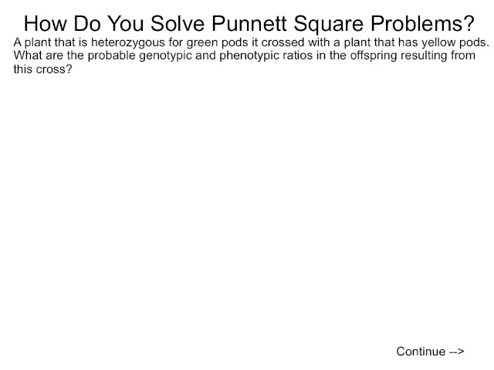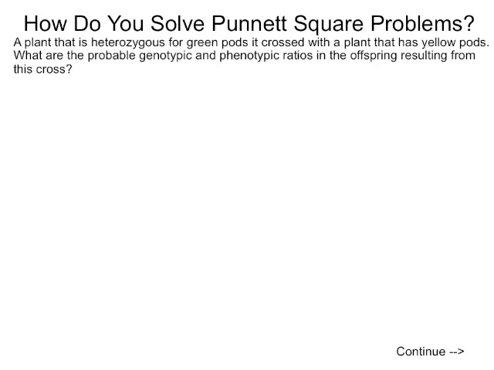Okay, so to outline the steps, I've got a simple practice problem here where a plant that is heterozygous for green pods is crossed with a plant that has yellow pods. The question that we will answer is what are the probable genotype and phenotype ratios in the offspring resulting from this cross?